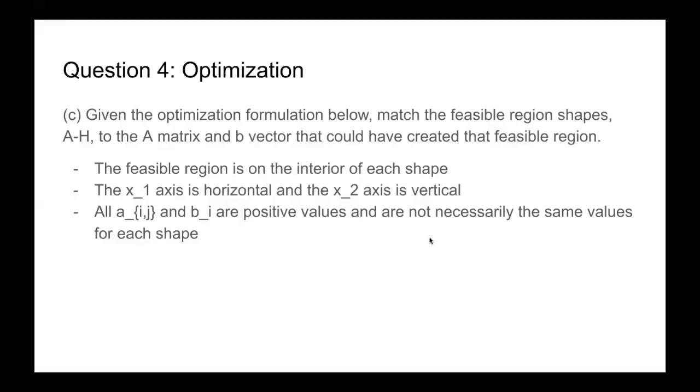So now we're going to move on to part C. Given the optimization formulation below, we're going to match the feasible region shapes on the next slide, which are labeled A through H, to the A matrix and B vector that could have created that feasible region. So some things to remember include that the feasible region is going to be in the interior of each shape. The x1 axis is horizontal and the x2 axis is vertical, and all A sub i,j and B sub i are positive values and are not necessarily the same values for each shape.